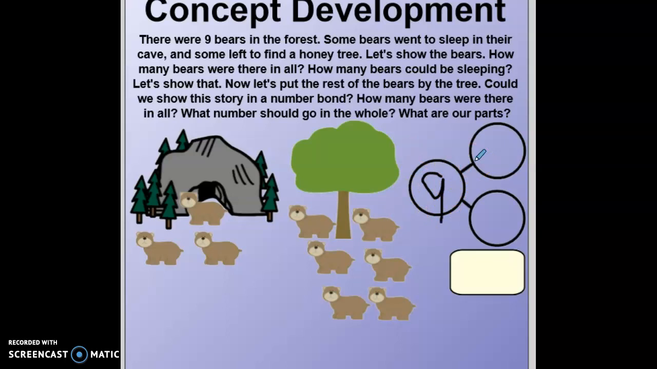Now we have to figure out our 2 parts. Some of the bears went to the cave and some went to the tree. So let's count how many went to the cave, I'm sorry. 1, 2, 3. And then let's count how many went to the tree. 1, 2, 3, 4, 5, 6.